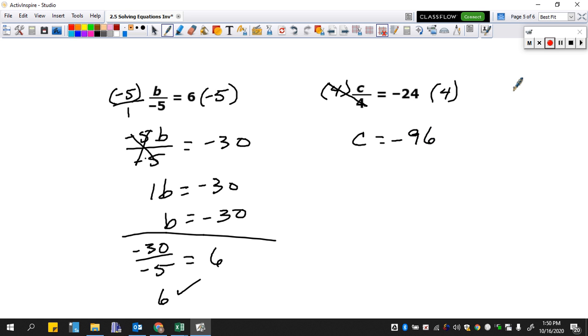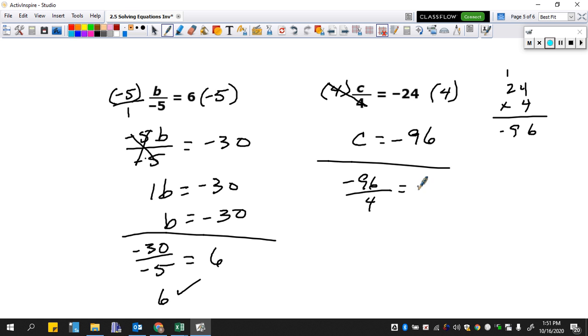All right, let me double check. 24 times 4, 16. 4 times 2 is 8 plus 1 is 9. And it's a negative, so yeah, negative 96. All right, to check it, so we have negative 96 divided by 4. Is that equal to negative 24? Well, 96 divided by 4 is, in fact, 24, and you have a negative divided by a positive, which is a negative 24. So that is correct.